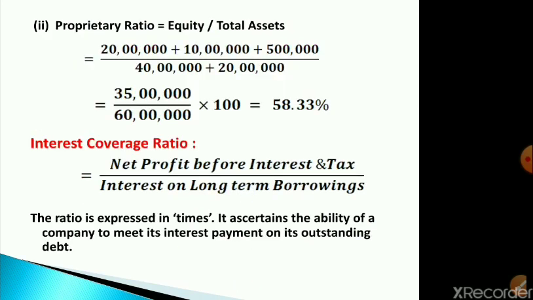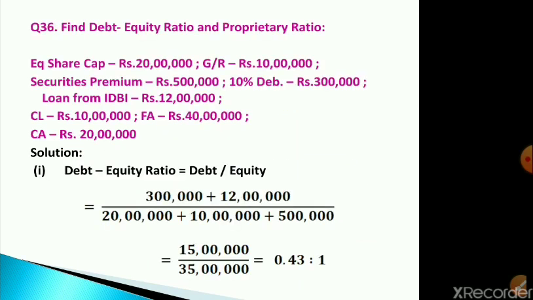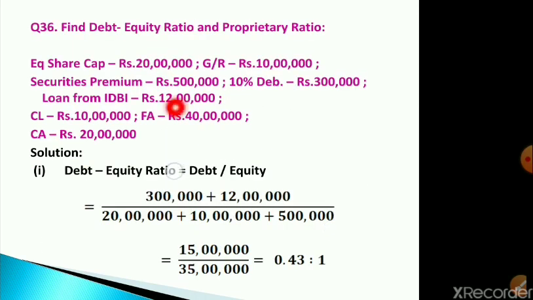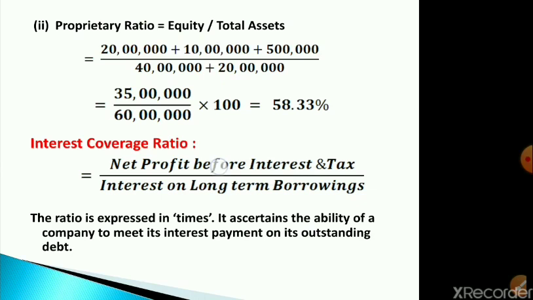Proprietary ratio is equal to equity divided by total assets. Equity, from the previous part, we know that equity is 35 lakh. Total assets will be fixed assets plus current assets, that is 40 lakh plus 20 lakh, that is 60 lakh. So dividing 35 lakh by 60 lakh and multiplying by 100, our answer is 58.33%.